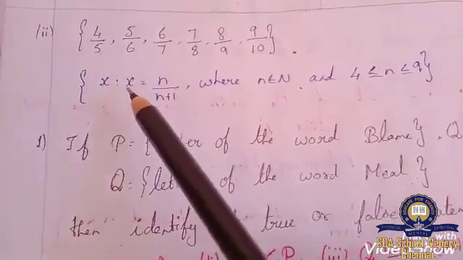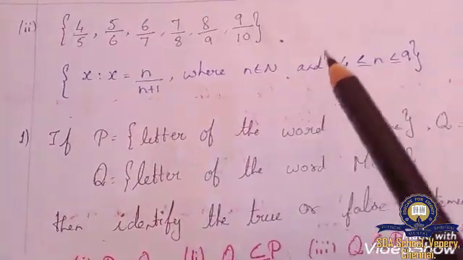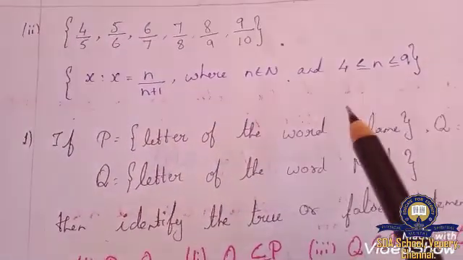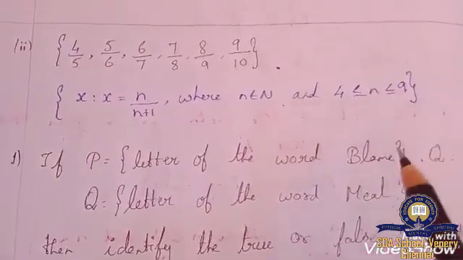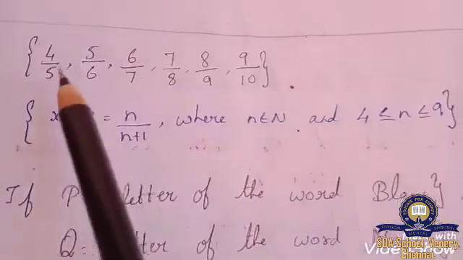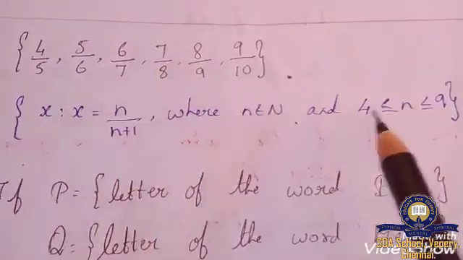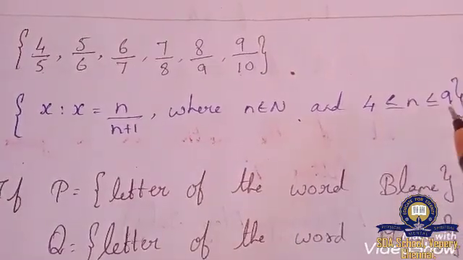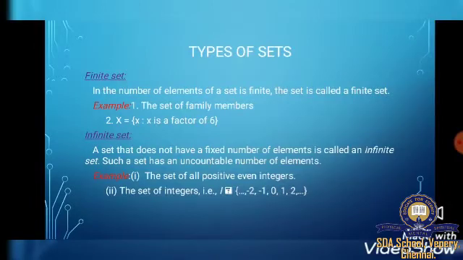So let me take it as x is equal to n divided by n plus 1, where n belongs to capital N and 4 is less than or equal to n is less than or equal to 9, which means from this they have given from 4 to 9. So let me consider it as 4 is less than or equal to n is less than or equal to 9. Next we move on to the types of sets.